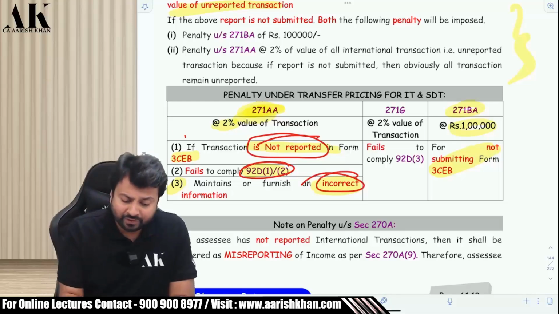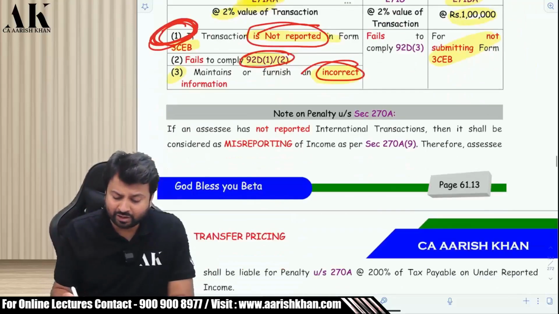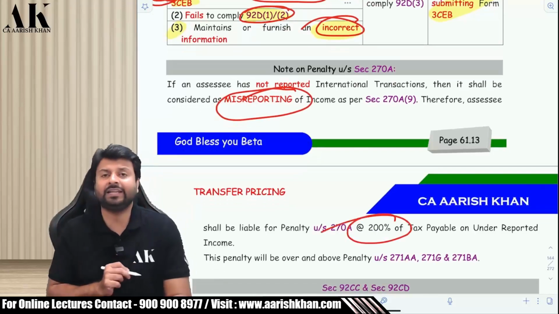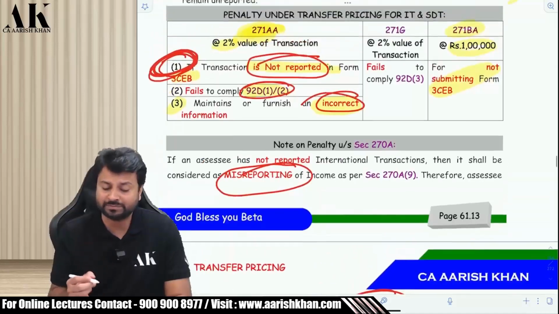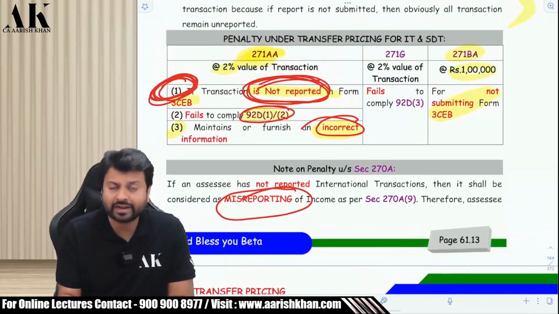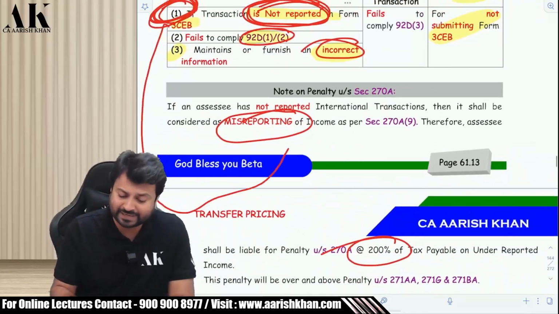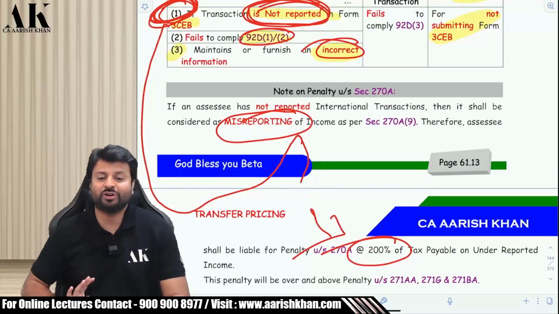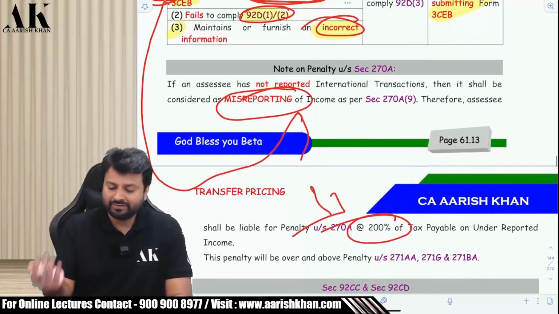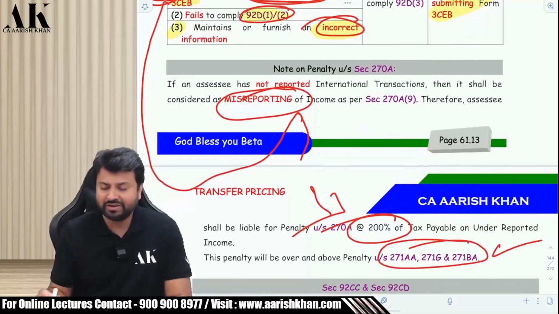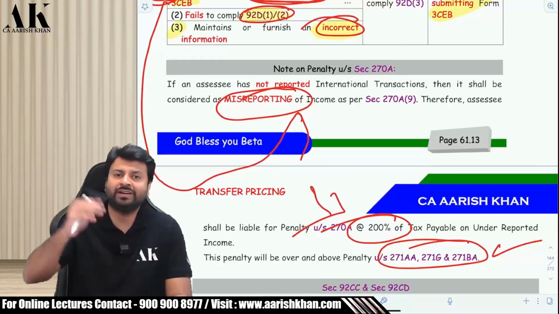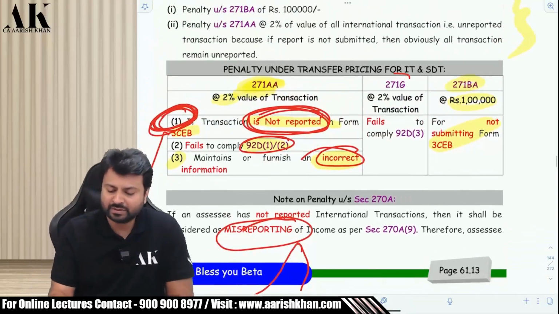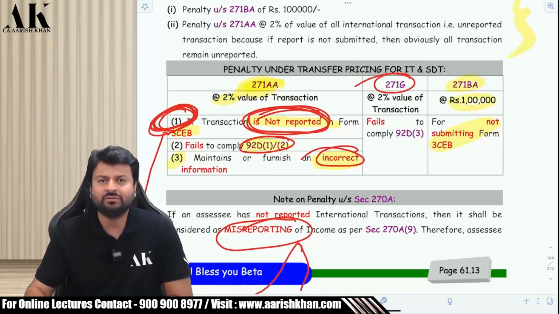Apart from that, if you do not report a transaction, it will also be considered misreporting of income, and there will be a 200% penalty. 200% of the tax payable will be imposed as penalty. So if you do not report a transaction, there is one more penalty coming, which is 200% of your tax payable. That penalty will also be imposed on you over and above 271AA, 271G and 271BA. Over and above all this, 270A will also be imposed, 200% of the tax payable. Last but not least, there is one more penalty over here, which is 271G. What does it say about?